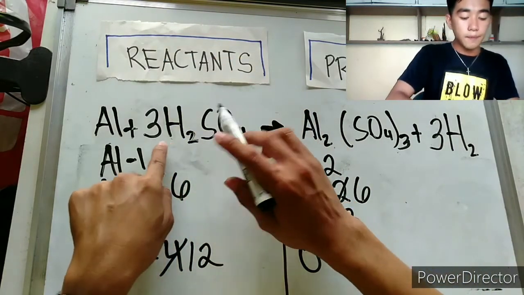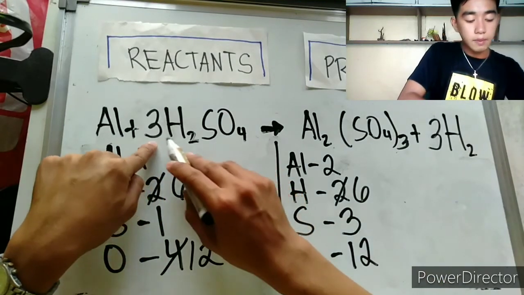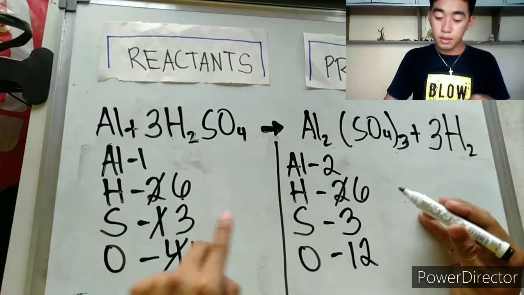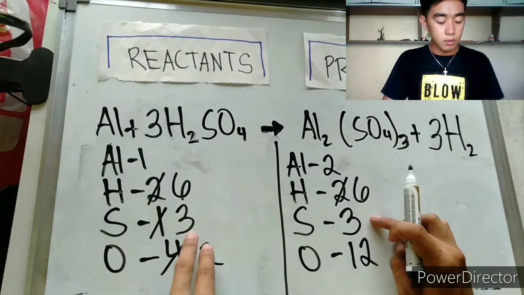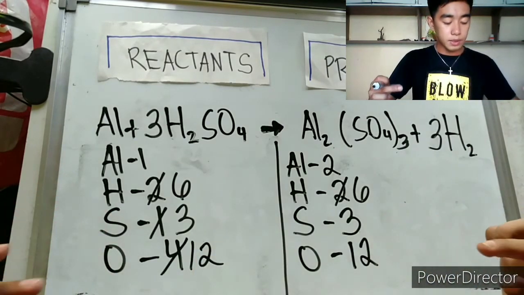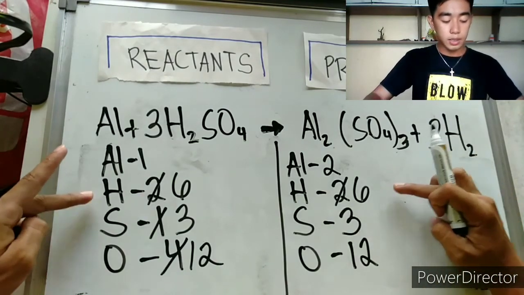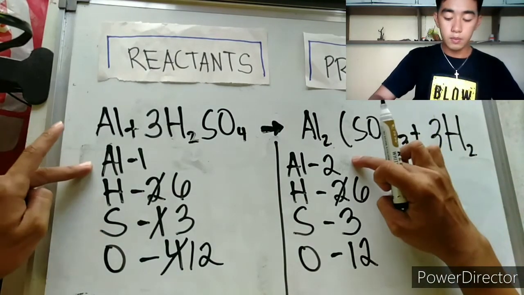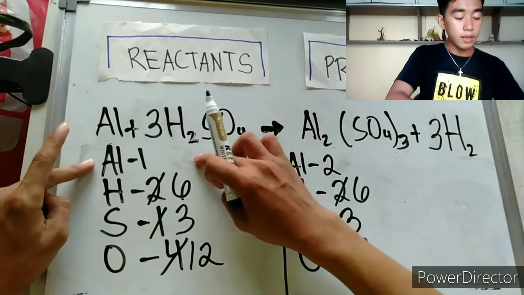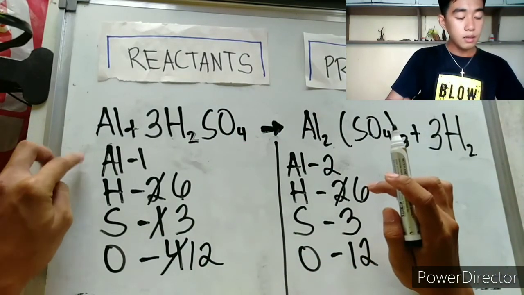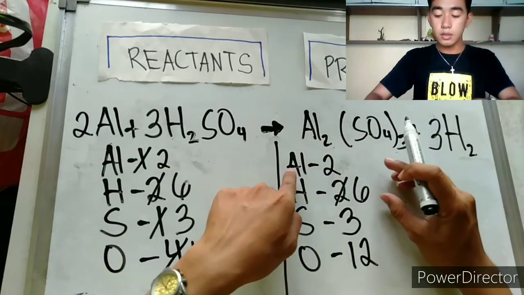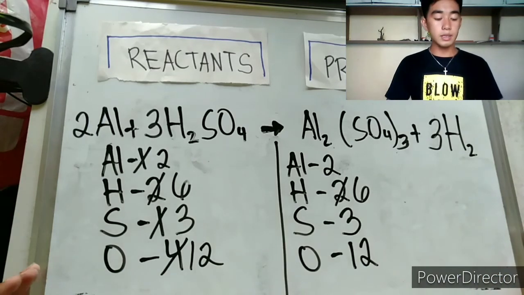Meron pa tayong sulfur. So 1 atom of sulfur times 3 is equal to 3. And then dito naman sa product, 3 na siya. So balance na yung number of atoms ng ating sulfur. So balance na yung number of atoms ng ating oxygen, ng ating hydrogen at ng ating sulfur. So yung aluminum na lang yung natitira. Since ito ay 2 atoms, dito naman ay 1 atom lang. So dito maglalagay tayo ng 2 na coefficient in order to balance with 2 atoms dito sa product. Okay, so now balance na sila.